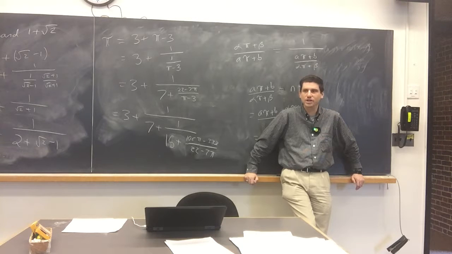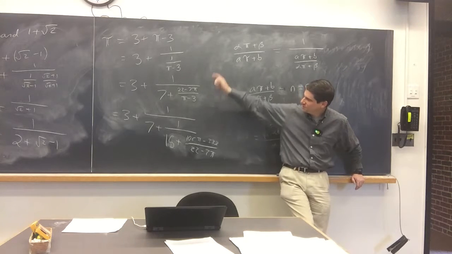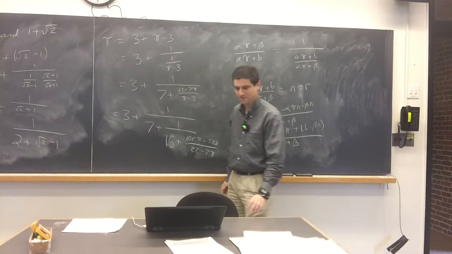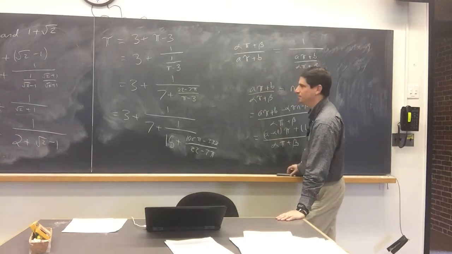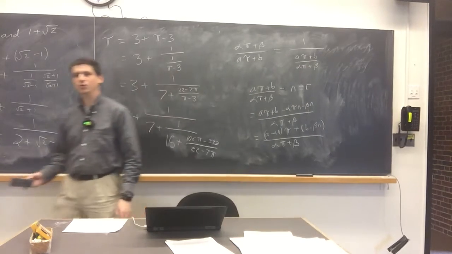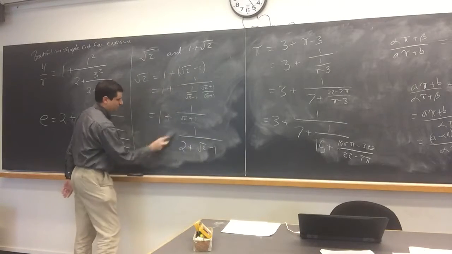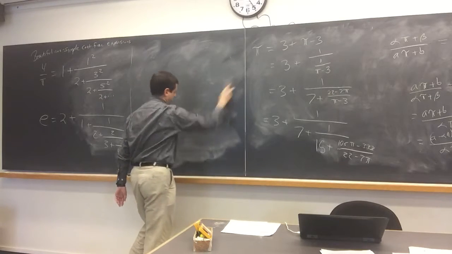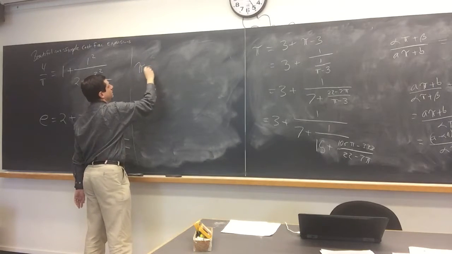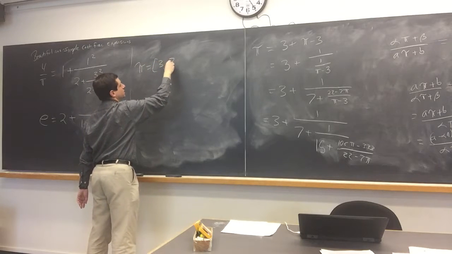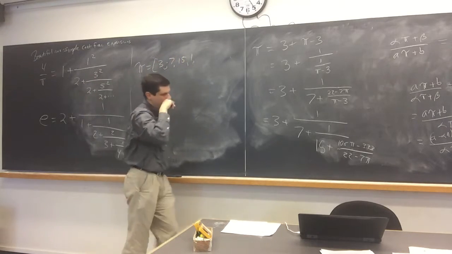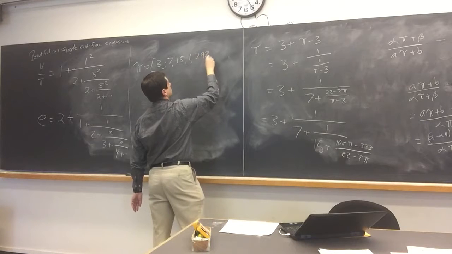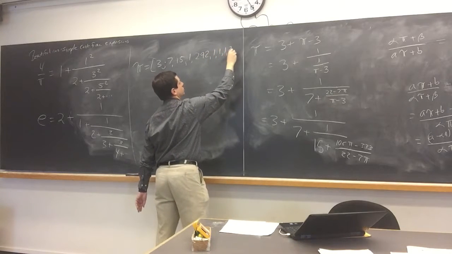Now, in the 21st century, by we, I don't mean us personally. I'm surprised I actually had the patience to go down as far as I did here. What do I mean by we? So what is we in the 21st century? The computer. And so pi is equal to 3, 7, 15, 1. I think it's 292 next. 1, 1, 1, 2, and so on.